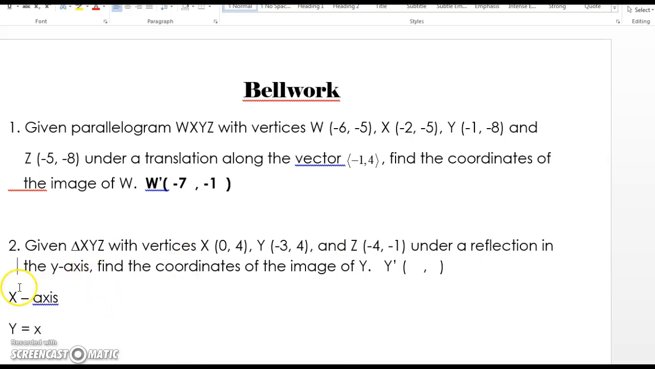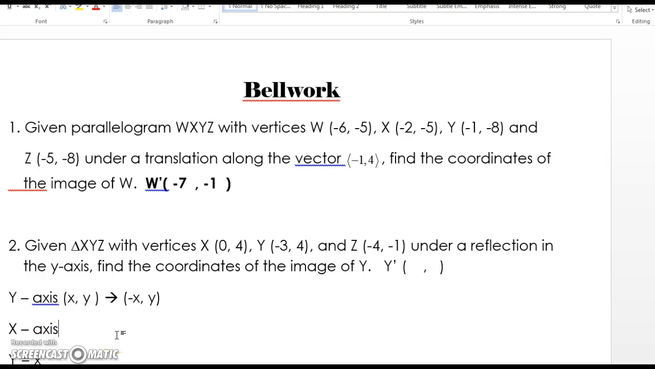In order to reflect over the y-axis, if you try and visualize it, if you're flipping over the y-axis, the motion rule, if you take your point (x, y), is that your x value is the only one that's changing. So your x value, you change the sign. So if it's positive, you make it negative. If it's negative, you make it positive. But your y value is not changing at all.